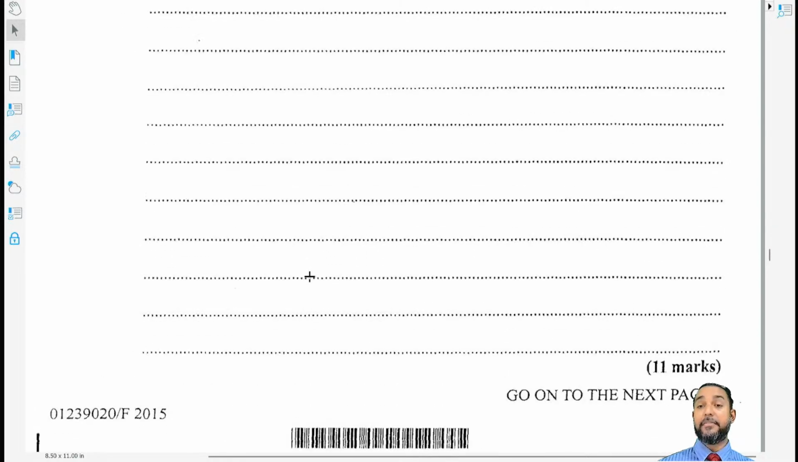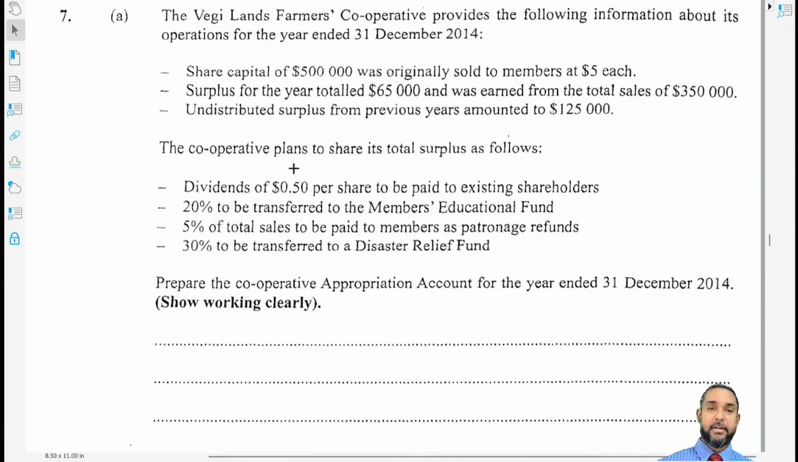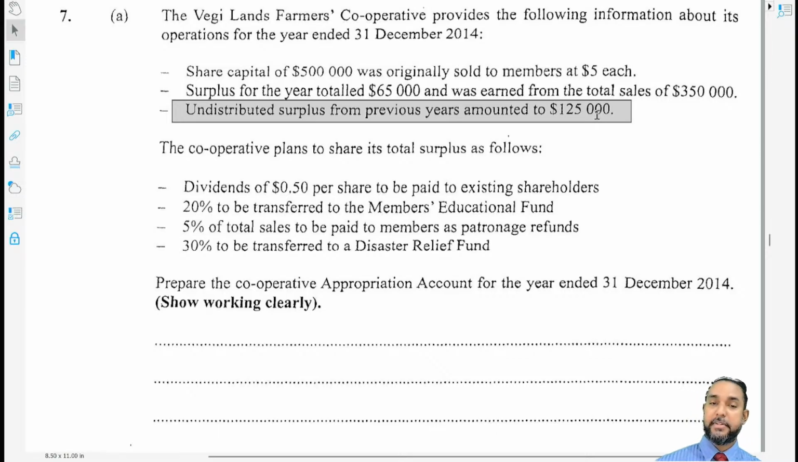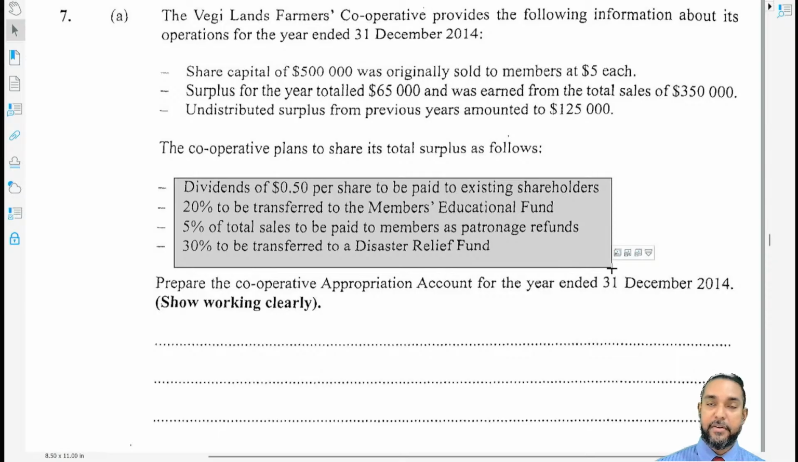Right, so this was 11 marks. So you head up Veggie Lands Farmers Cooperative Appropriation Account for the year ended 31st December 2014. You're starting with your current year surplus plus your undistributed surplus brought forward to give you a total available surplus. And then you're making your 4 appropriations and you're subtracting that from the total available. And what you have remaining is your undistributed surplus carried forward.